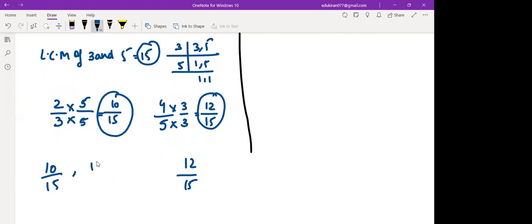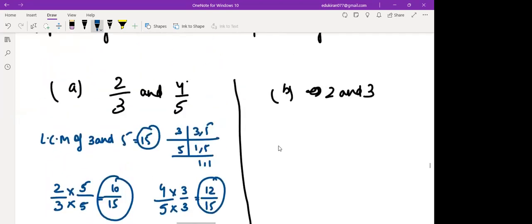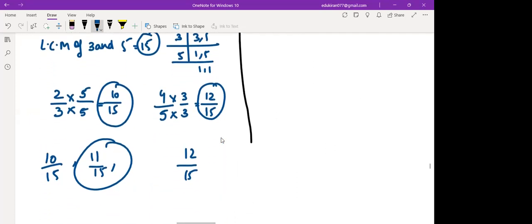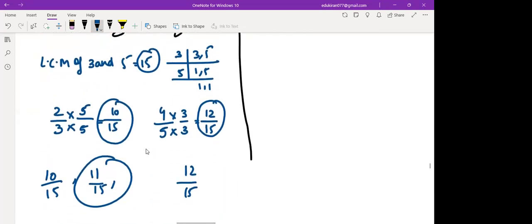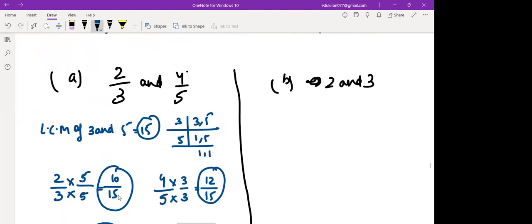So over here, 11 upon 15. This is your number between 10 upon 15 and 12 upon 15. Fine? So this is how you will get all the rational numbers. 11 upon 15 is a rational number between 10 upon 15 and 12 upon 15. Here, why did I do this entire process?